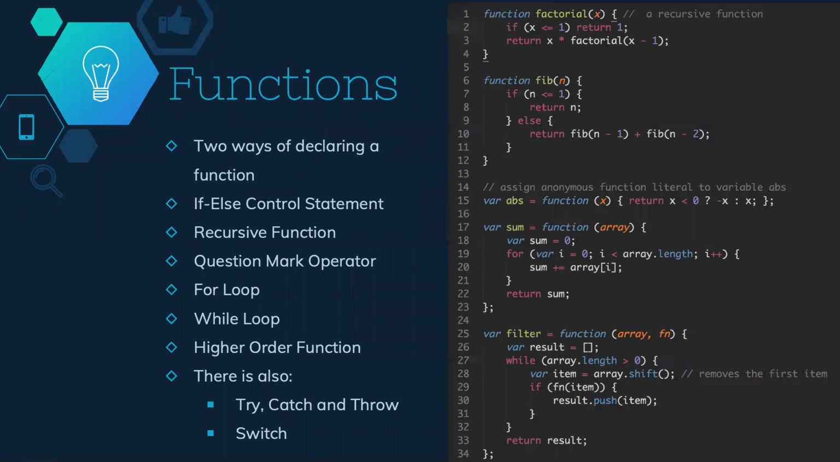And then we also have things called functions. There are two ways of declaring a function in JavaScript. So here, I have a function. This is a recursive function which finds the factorial of a number. For example, what's the factorial of x? If x is less than 1, return 1, else return x times factorial of x minus 1. So that's how you can write factorial in JavaScript.